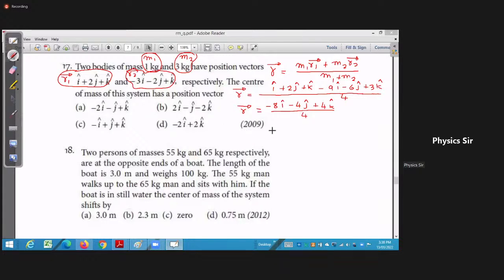So minus 8i minus 4j plus 4k divided by 4. So this comes out to be minus 8 divided by 4, this is minus 2i cap. Minus 4 by 4, this is minus j cap. 4k cap by 4, so this is just k cap. So the vector R is minus 2i cap minus j cap plus k cap. So the correct answer is A. Understood.